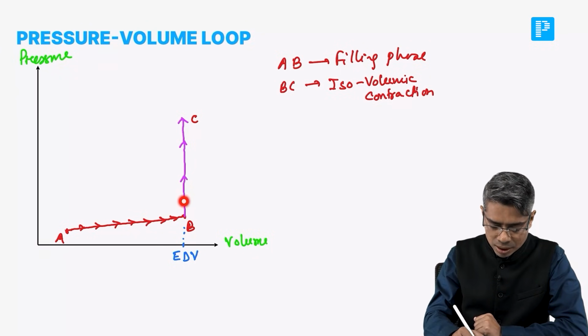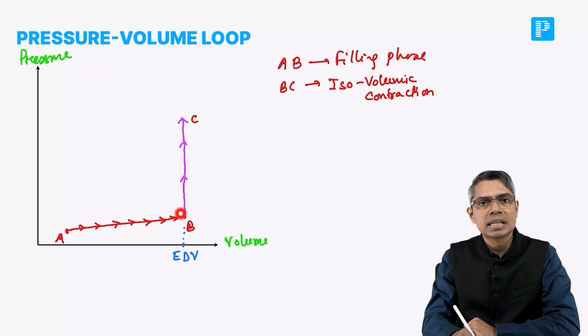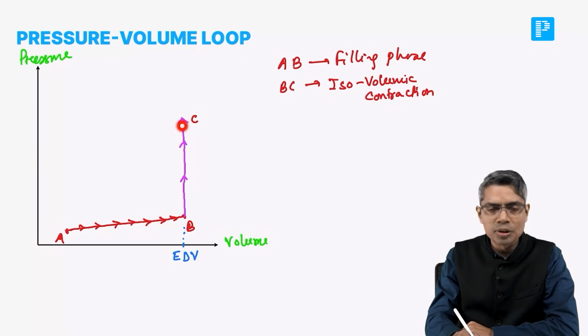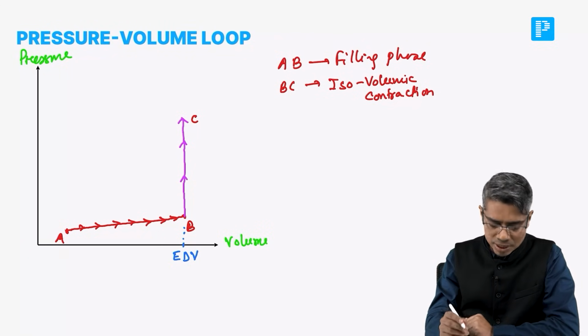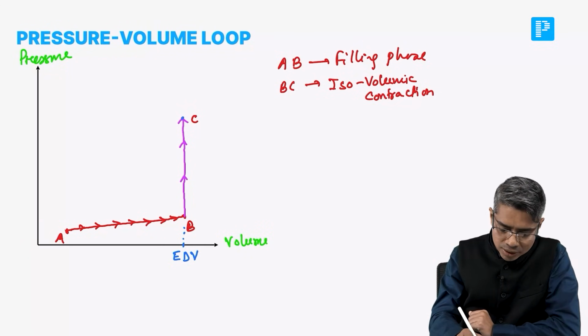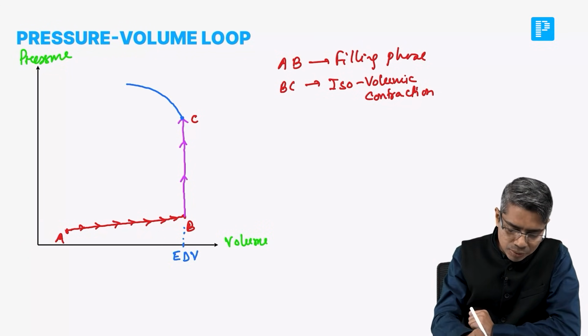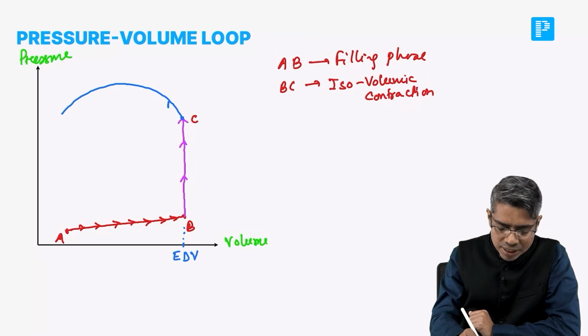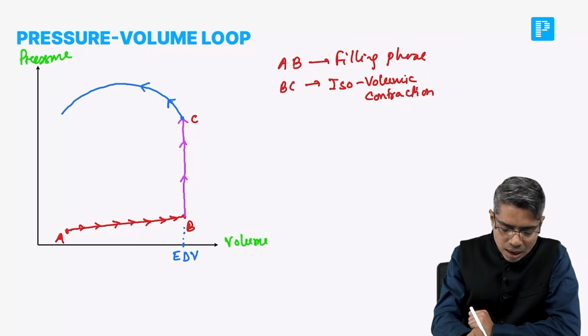As you can see here, the volume within the ventricle remains the same, that is the same end diastolic volume, but the pressure is rising to a very high level. So this is the isovolumic contraction phase. At the end of the isovolumic contraction phase, the ejection will start. Ejection means the ventricle is ejecting blood into the arch of the aorta.